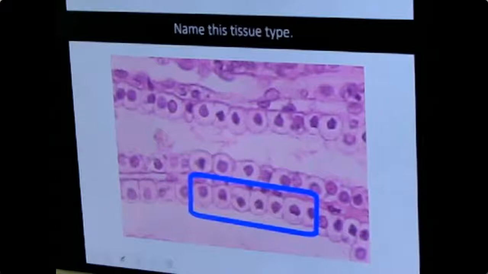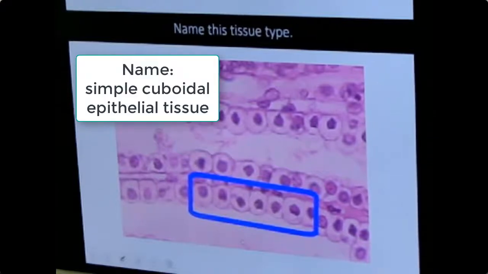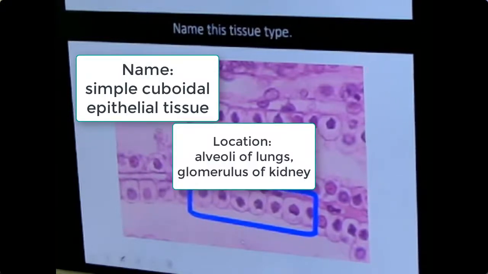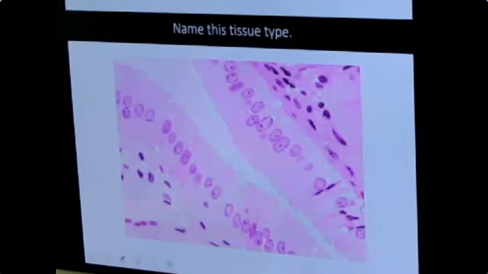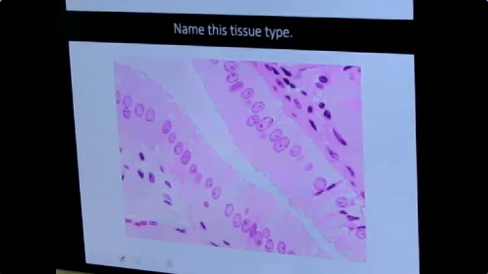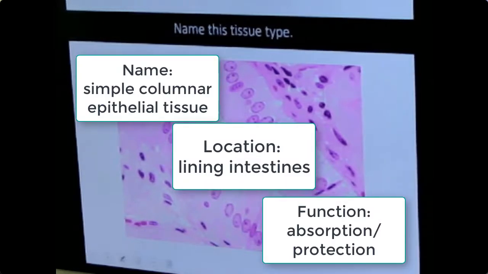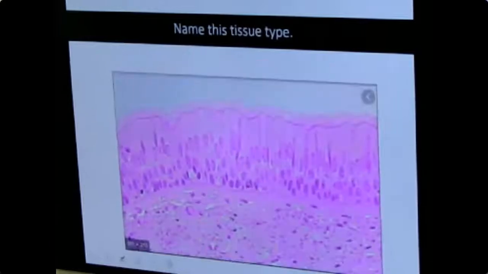This one is simple cuboidal. And most of these I had two, because I wanted to see two different versions, I didn't want to get stuck on just one image. So I just wanted to see kind of a slightly different version. This one is simple columnar, exactly.